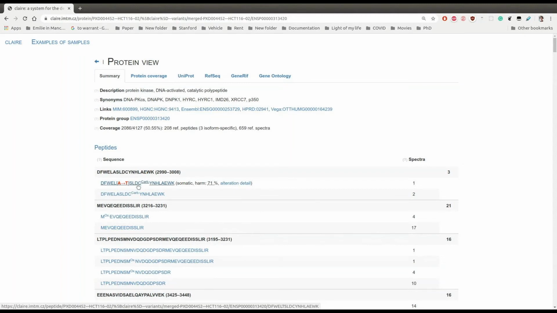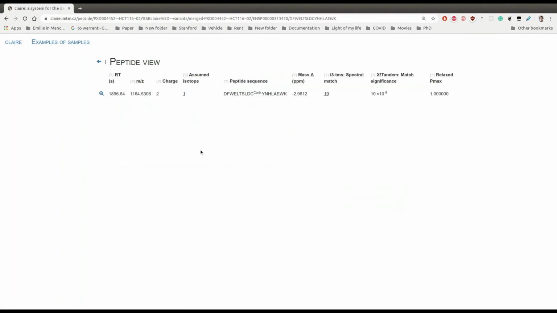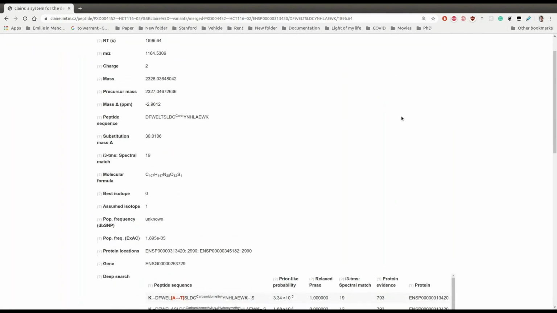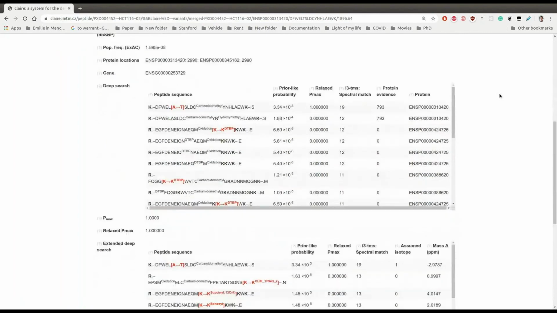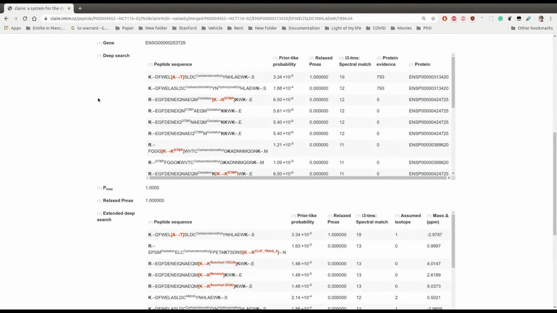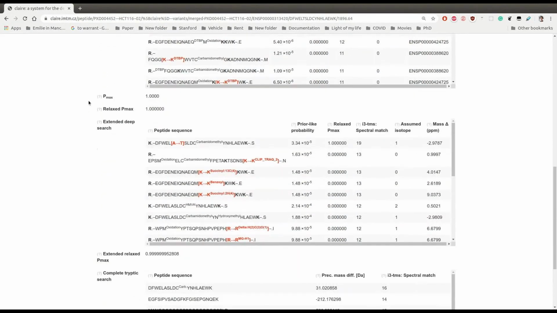If I click here, this will give me a closer look at the peptide view, similarly as Decryptor did. But Claire also allows you a very detailed view of the peptides, which also shows the results of the deep search. The deep search considers for somatic variants more than a few million candidates for a given mass range. So you can also have some idea of what is the next best interpretation of the spectrum. The analyses are really quite deep in this way.